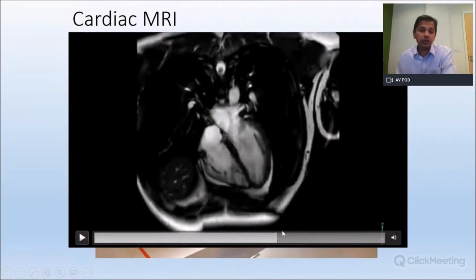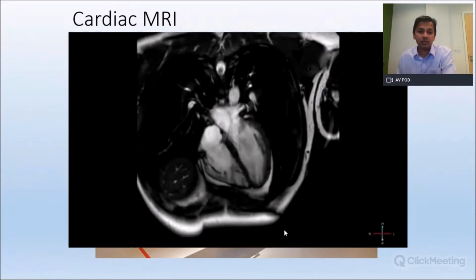Yeah, and it can sometimes give you the etiology, whether it's due to coronary artery disease or due to myocarditis. So MRI is a good tool to investigate for heart failures.